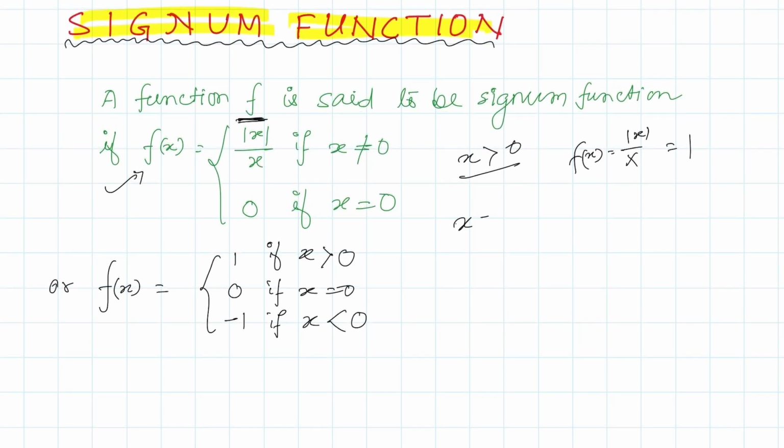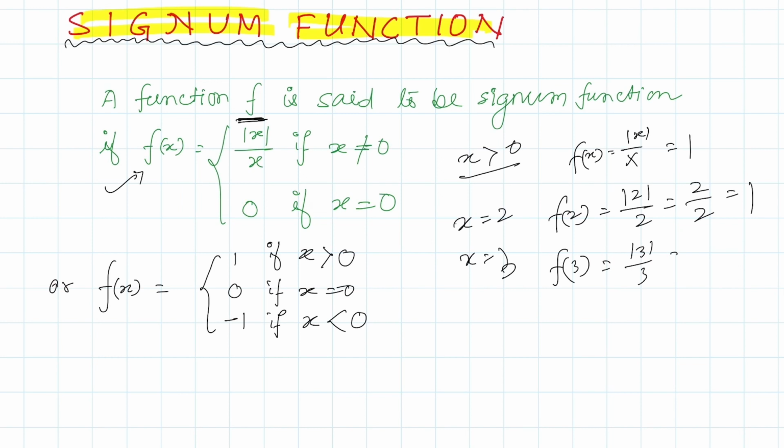Let me tell you how. If you put x is equal to 2, then f of 2 will be equal to mod of 2 by 2. Mod of 2 is 2, then 2 by 2 is 1. If you put x is equal to 3, that is f of 3 will be mod of 3 by 3, that's going to be again 1, because mod of 3 is 3.